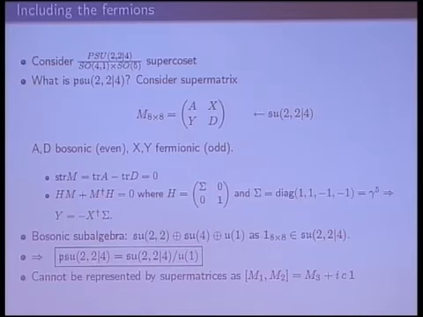So PSU(2,2|4) is then SU(2,2|4), where I mod out this U(1) degree of freedom. And it cannot be represented by supermatrices.